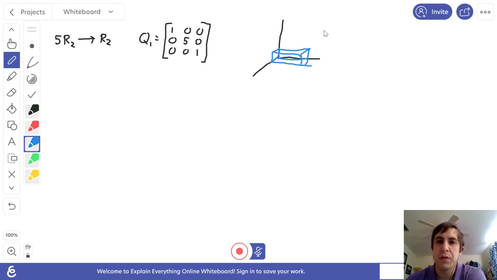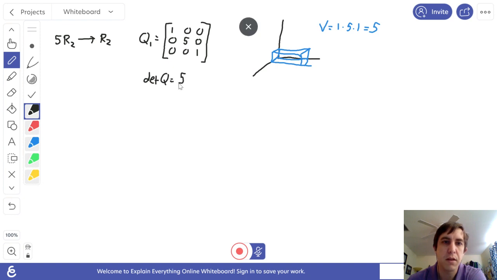And now if we look at what those lengths are, in the x direction we were length 1, in the y direction we were length 5, and in the z direction we were length 1. So our total volume here is 5. Therefore, the determinant of this Q1 matrix is 5. So in other words, if we apply this row operation to a matrix, we have altered the determinant by a factor of 5.